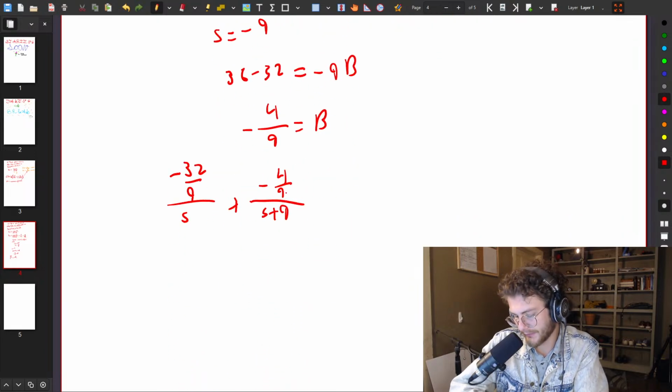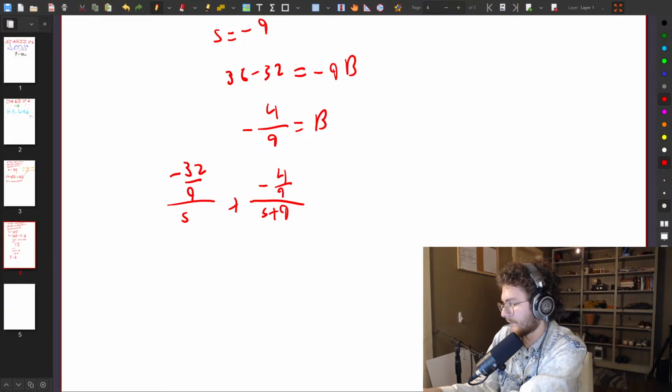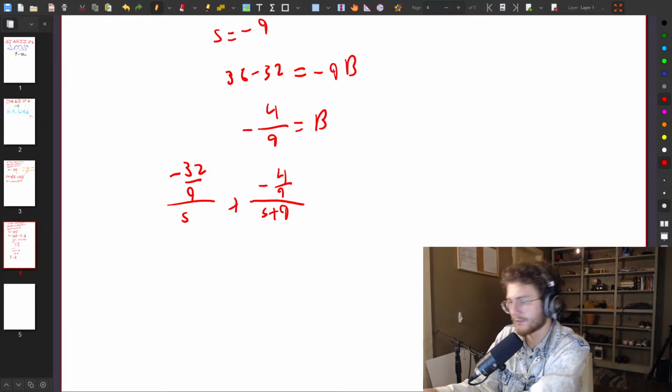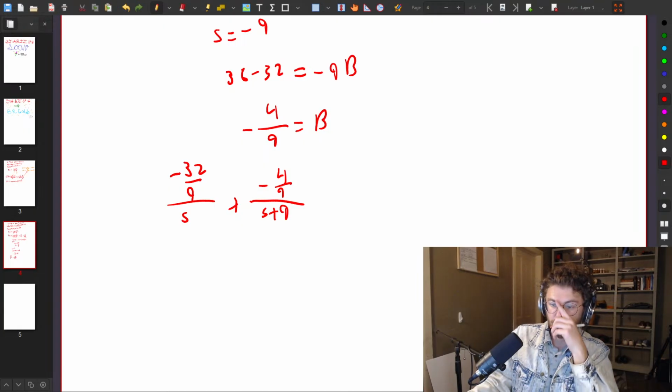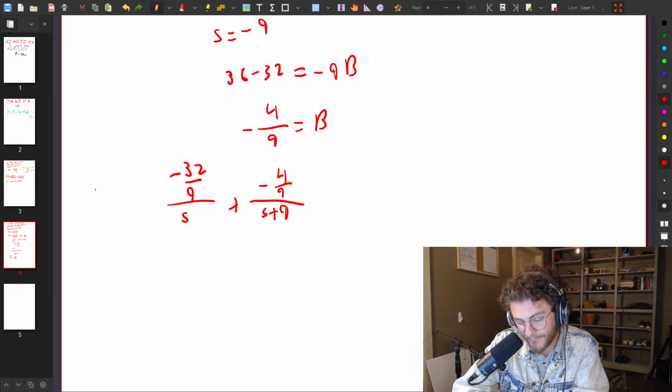Negative 4 ninths over s plus 9. Submitting answers. Now we just gotta go ahead and do that inverse Laplace transform. So that is y of s, right?